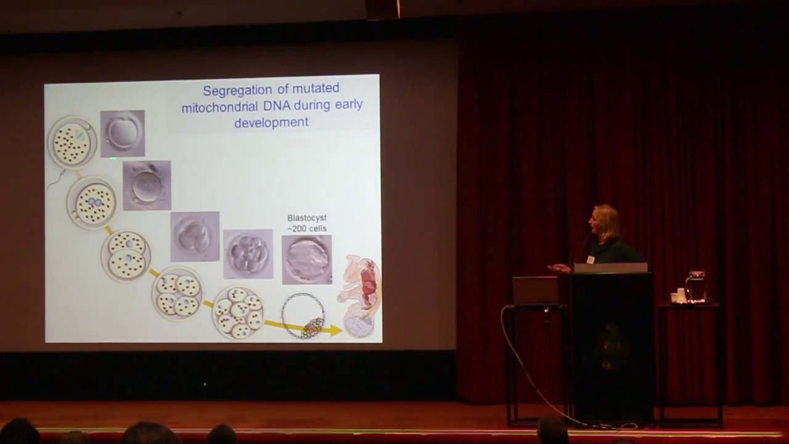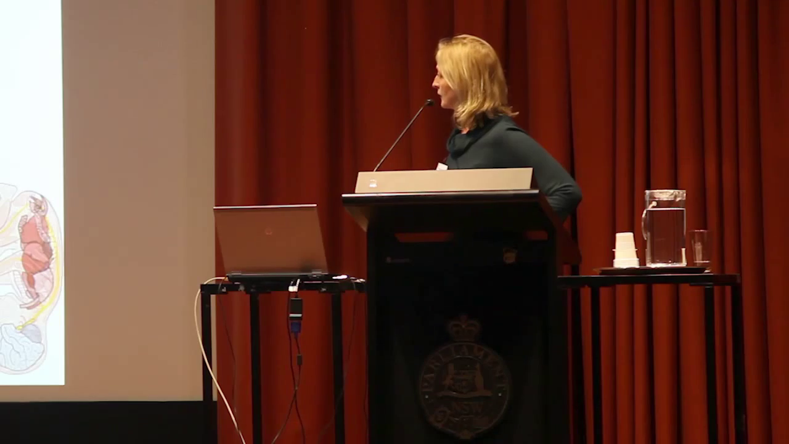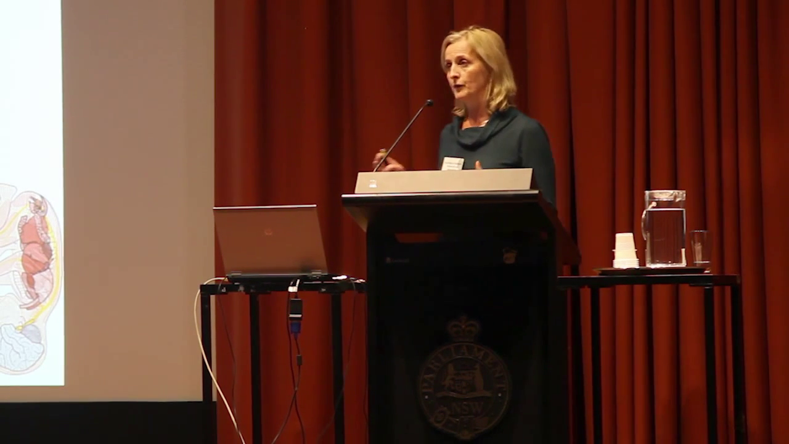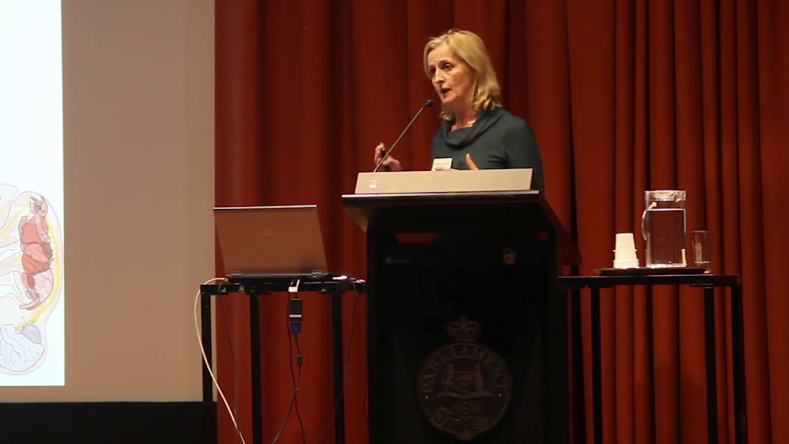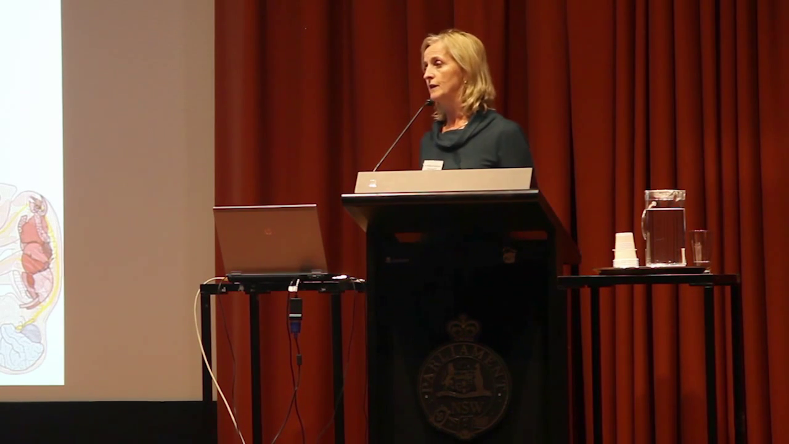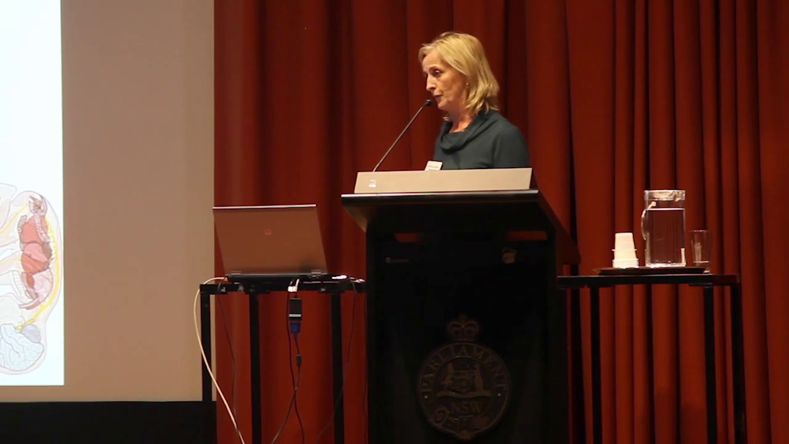However, the mitochondrial DNA does not increase during this division. And so if we have mutations starting in the egg, these mutated copies of mitochondrial DNA will segregate randomly during development, such that by the time we get down here to a small number of cells that give rise to the embryo, we may end up with different mutation loads between different cells, which can result in different mutation loads in different organ systems.